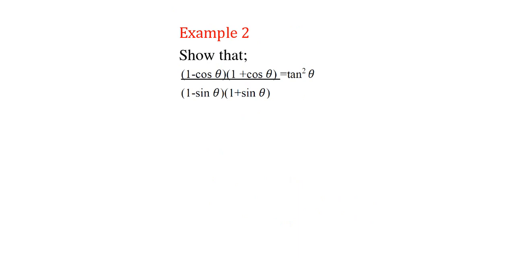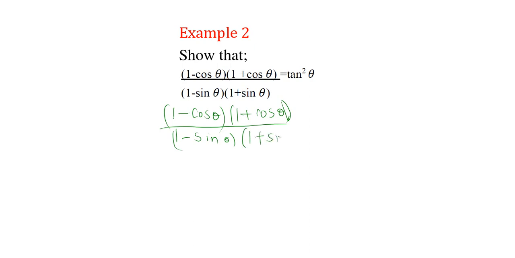So we have to work out first the left hand side. We have 1 minus cosine theta multiplied by 1 plus cosine theta over 1 minus sine theta multiplied by 1 plus sine theta.